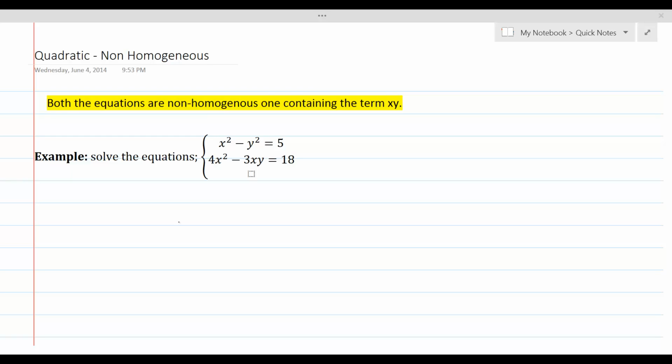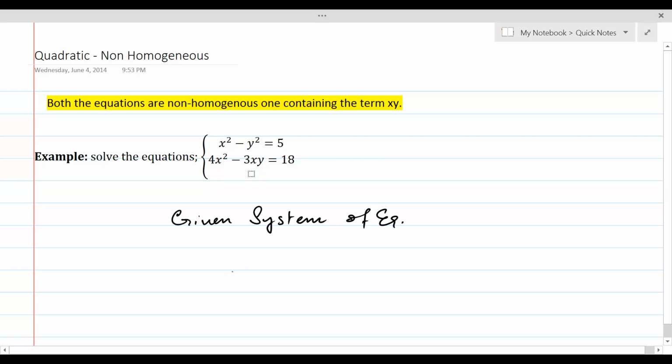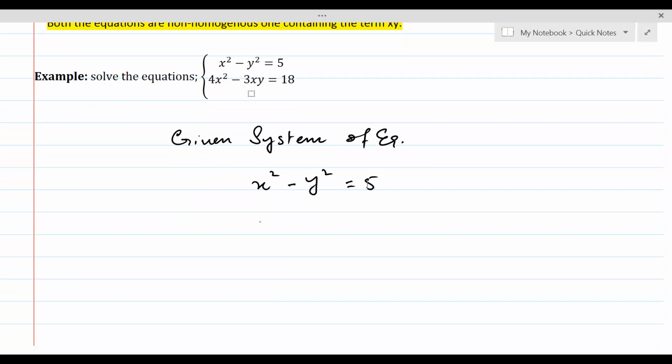In this lesson, we will learn to solve systems of equations in which one equation is quadratic and the other one is a non-homogeneous equation of second degree. Let's get started with the given example, in which the system of equations is x squared minus y squared equal to 5, and the second, non-homogeneous equation is 4x squared minus 3xy equal to 18.